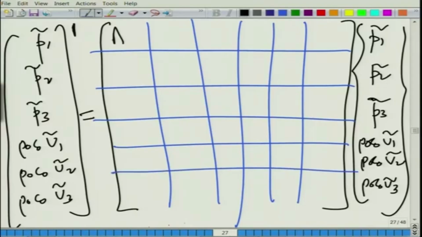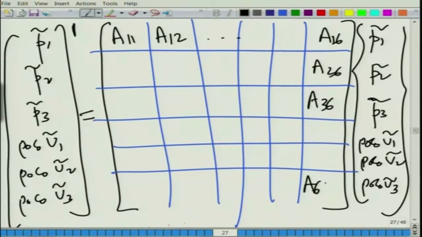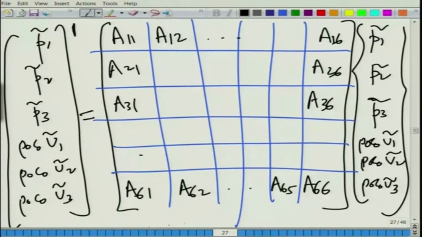Then we can just write it down: a11, a12, a16, a26, a36, a66. So, a21, a31, a61, a62, a65 and so on. So, one can populate the entire thing, not an issue. So, we can do that, and again the procedure then is rather straightforward.